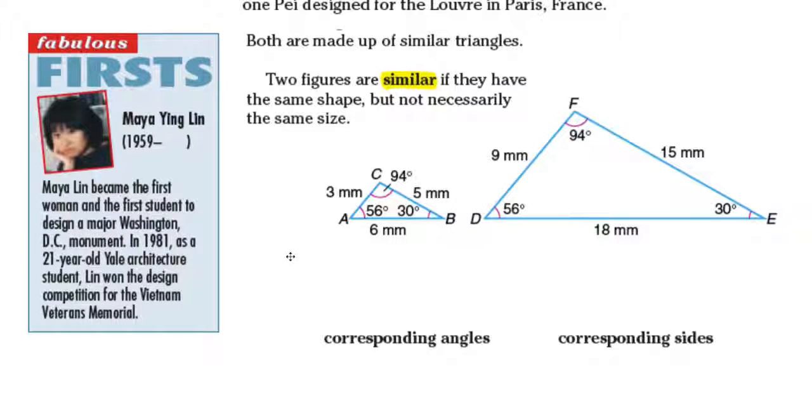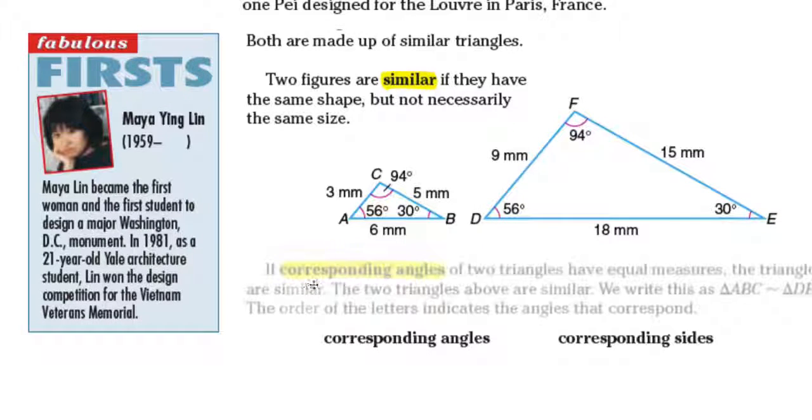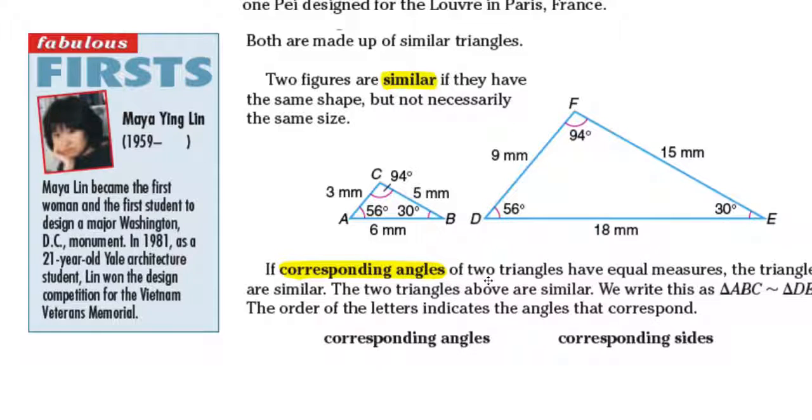If corresponding angles of two triangles have equal measures, the triangles are similar. The two triangles above are similar. We write this as triangle ABC is similar to triangle DEF. The F is not shown in this slide, but that should be an F. The order of the letters indicates the angles that correspond.